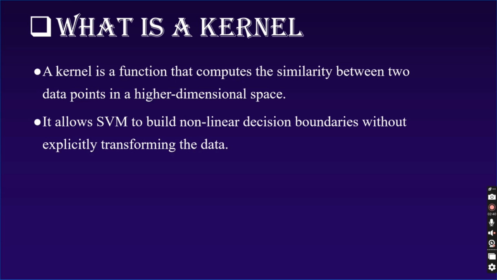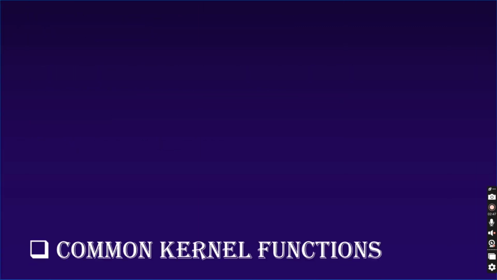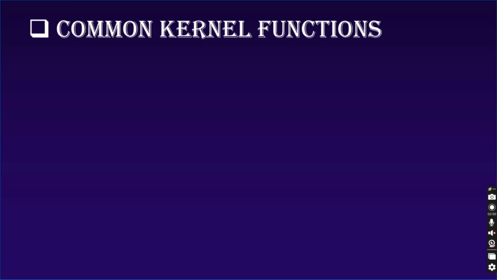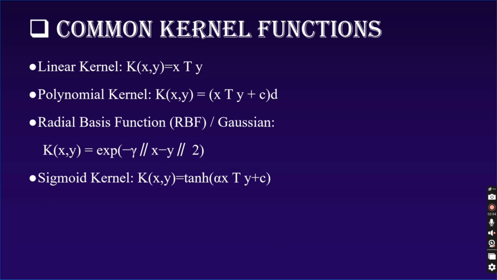Next slide is common kernel functions. Key kernel types with their equations: the linear kernel is a simple dot product. The polynomial kernel adds flexibility with degree and constant. The RBF kernel measures similarity based on distance and is the most common. Next one is the sigmoid kernel. The sigmoid kernel is similar to activation functions in neural networks.